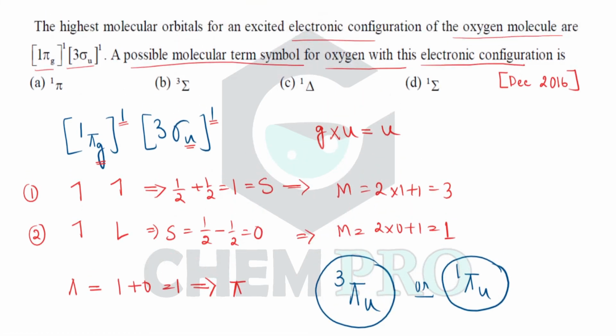Now the given options are 1 pi, 3 sigma, 1 delta and 1 sigma. So from this we can say the correct option is 1 pi u. The u is not given in the option, so the first one is the correct answer. The 1 pi is the correct answer.